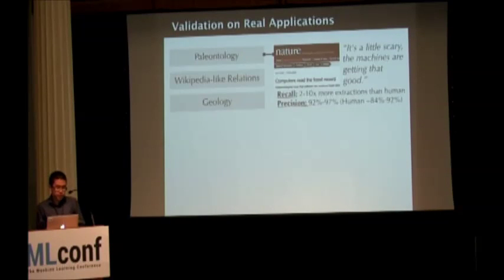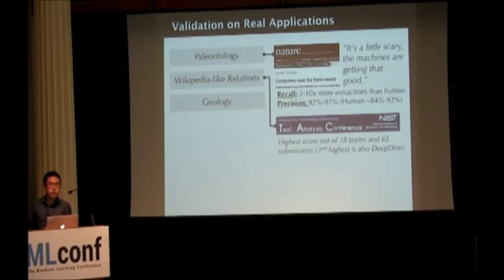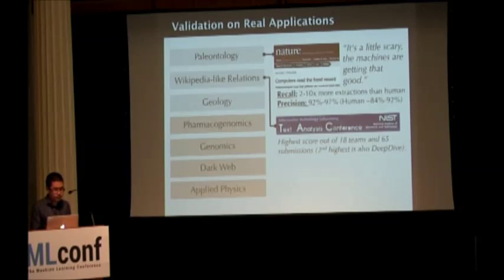We also developed a system to extract information from the web, and it produced the highest score in a popular KBC competition among 18 teams. And now, KBC systems in DeepDive are usually developed by domain experts other than us, including applications in the domain of pharmacogenomics and applied physics.